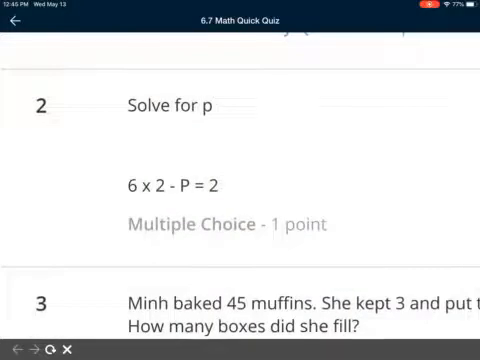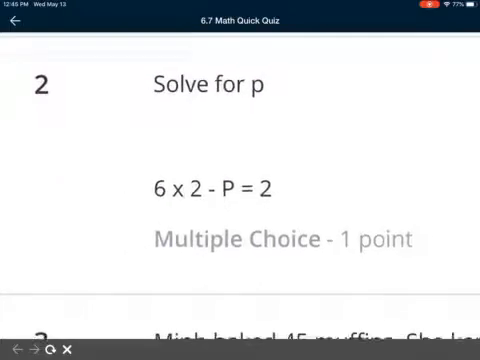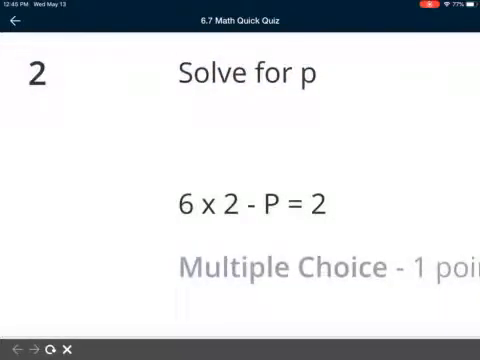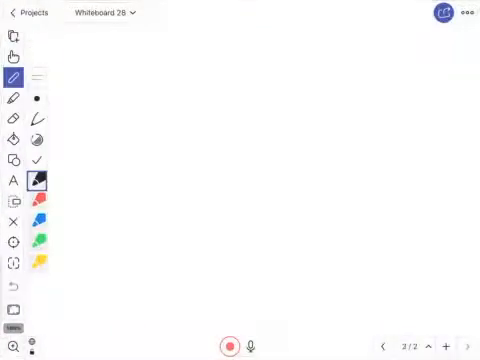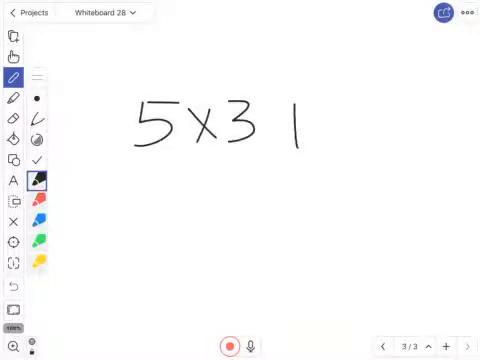Number 2, solve for P. Again, this kind of goes back to the order of operations. I have to do the multiplication first anyway, so I just have to remember to do multiplication, then I can do my subtraction. But for an example of a problem like this, I'm going to throw out some different numbers. Let's say I do 5 times 3 plus m, equals 30.